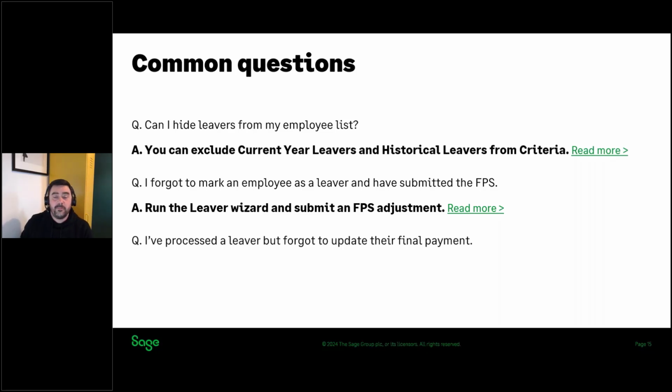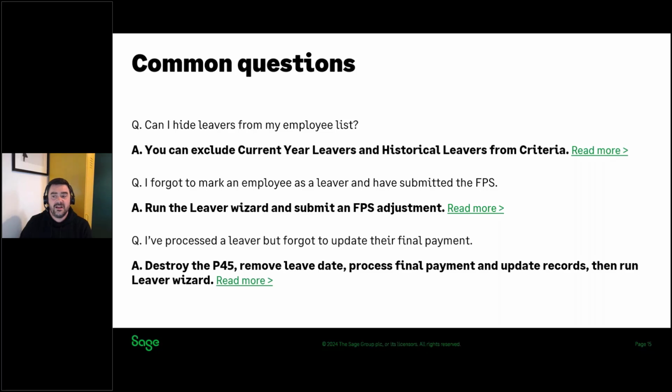Next one, I've processed a leaver, but I forgot to update their final payment. So you've done things in the wrong order. You didn't update records before you ran the leaver wizard. That one's easy to put right. So get rid of the P45 because that won't have the final payment on it. Remove the leaving date in the employee record, so just delete it and save the record. You can then process and update the final payment on the pay date that it was due. And then you can run the leaver wizard. Then you get a P45 with all of the final payments included. And then the leaving details can be sent in the FPS.